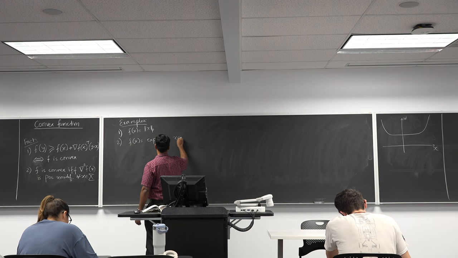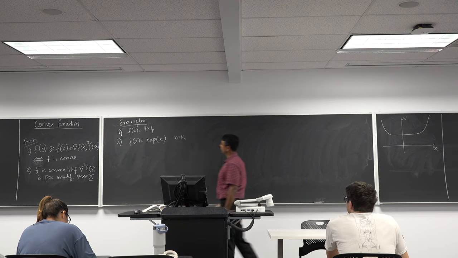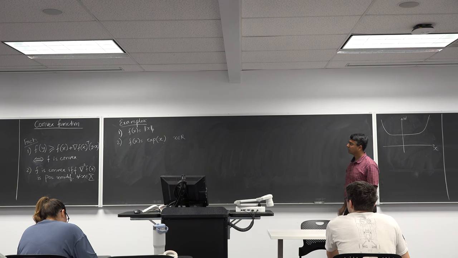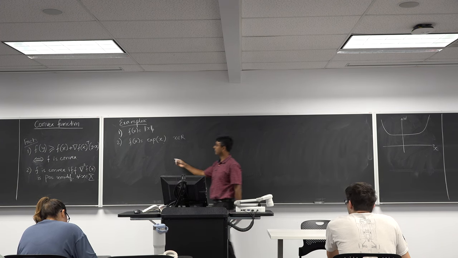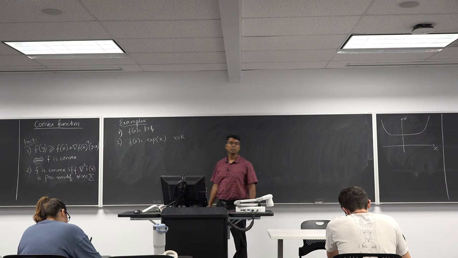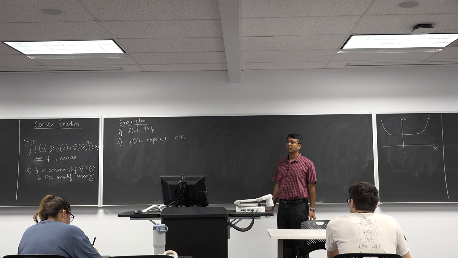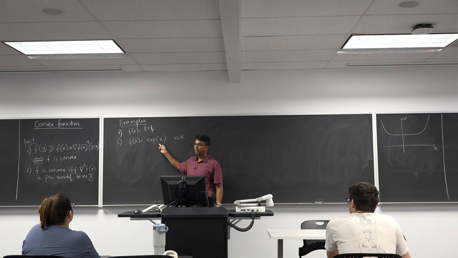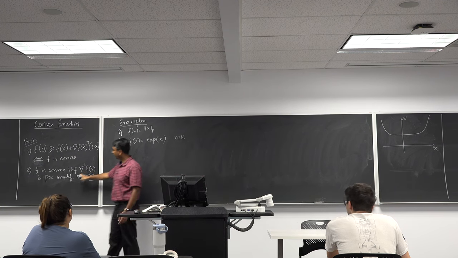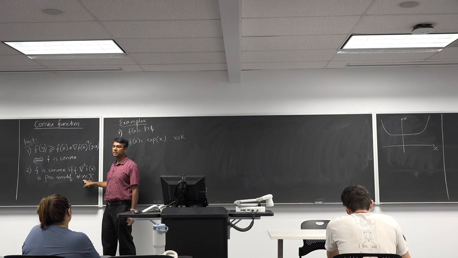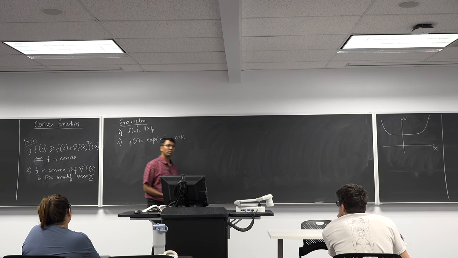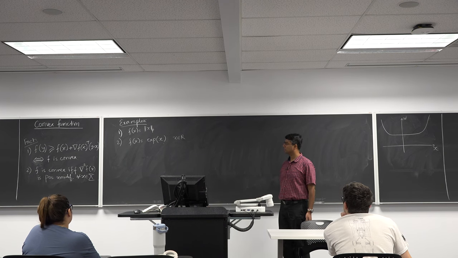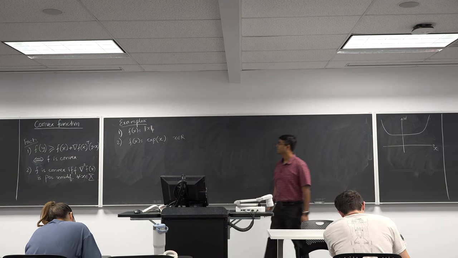So this is x in R. If my x is in R, exponential of x is a convex function. How do we know that? What's the first derivative of exponential of x? It's exponential of x. What's the second derivative? Exponential of x. Is exponential of x positive for all x? It is, because the exponential cannot take zero value. It always has to have a positive value. So therefore, this is a convex function.